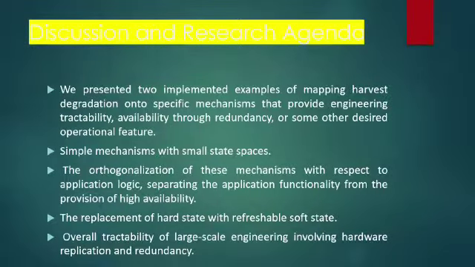Finally, let's discuss what we went through and the research agenda. We presented two implemented examples of mapping harvest degradation onto specific mechanisms that provide engineering tractability, availability through redundancy, or some other desired operational feature. These include simple mechanisms with small state spaces, the orthogonalization of these mechanisms with respect to application logic, separating the application functionality from the provision of high availability, and the replacement of hard state with refreshable soft state.